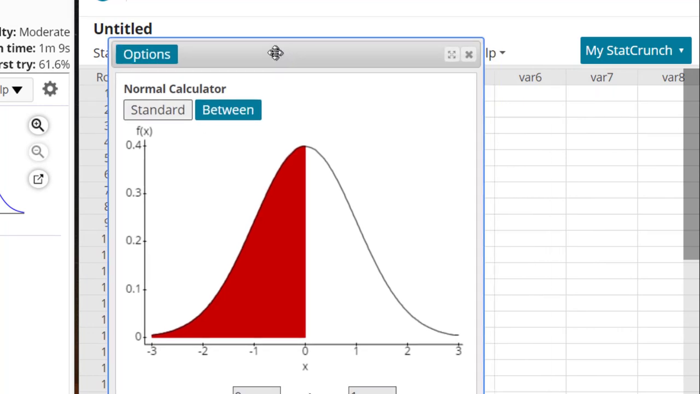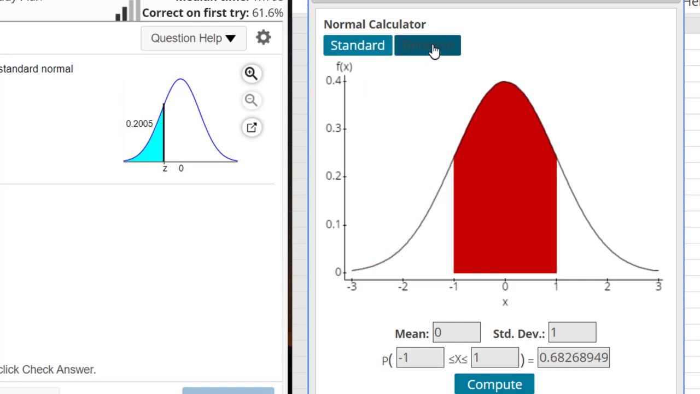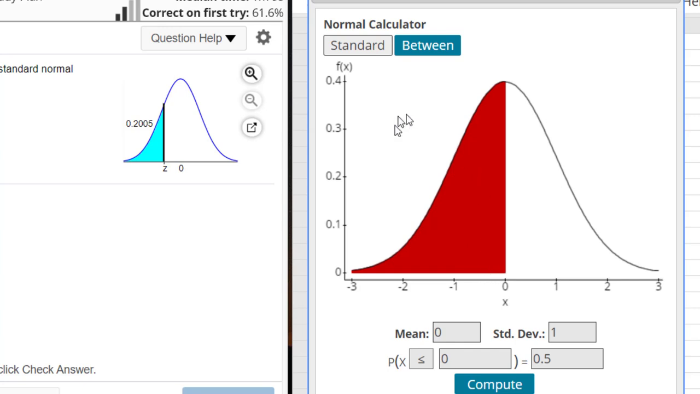When you're on the normal calculator, any time you're trying to find a z value, or a value that's on the bottom, you're going to be using the standard mode. So you won't have to worry about the between mode for these problems. In standard mode, just like before, you put in a mean and a standard deviation. You always have to put those two things in so the graph knows where the center of the peak is. That's the mean. And the standard deviation is how spread out the peak is around the center. So you'll always put those values in.